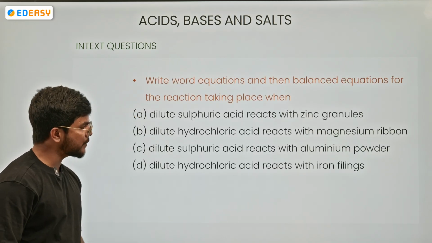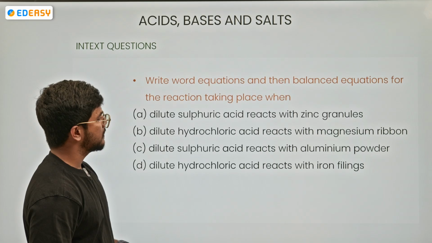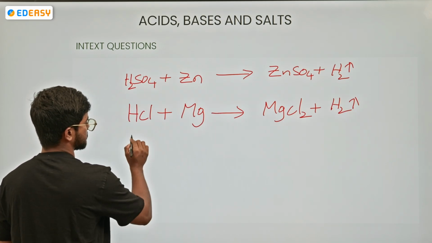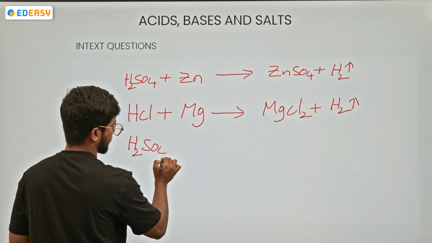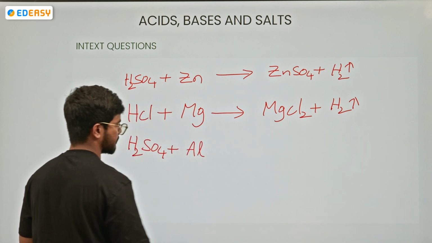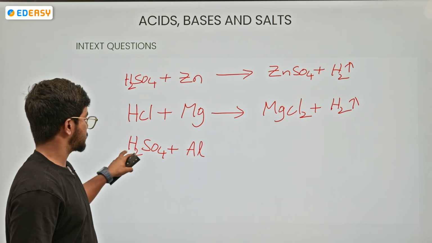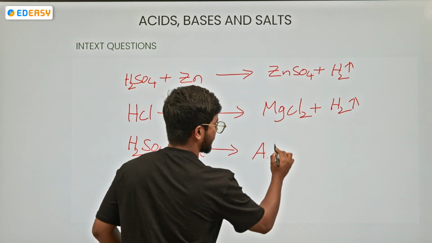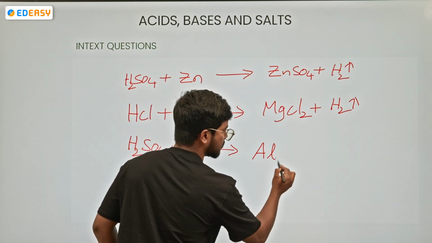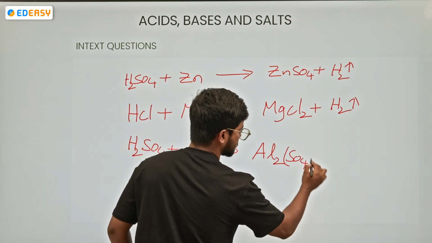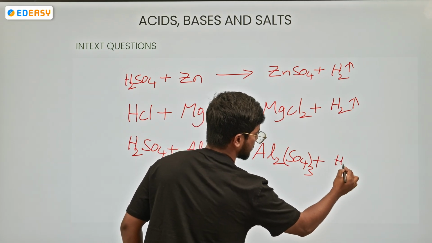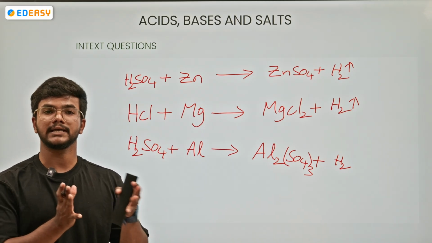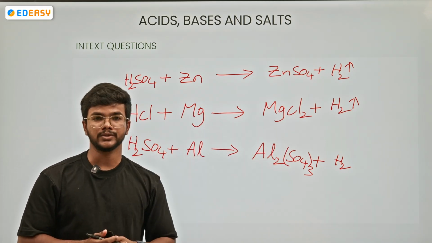Next, dilute sulfuric acid reacts with aluminum powder. H2SO4 reacts with aluminum powder, Al. When aluminum reacts with H2SO4, it replaces the H2 and gives aluminum sulfate. Aluminum sulfate formula is Al2(SO4)3, plus hydrogen gas. Sorry. So when aluminum reacts with H2SO4, it gives aluminum sulfate with hydrogen gas.